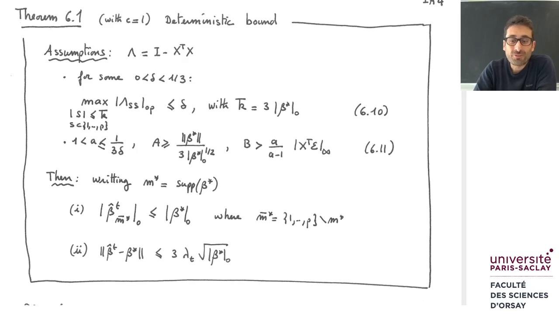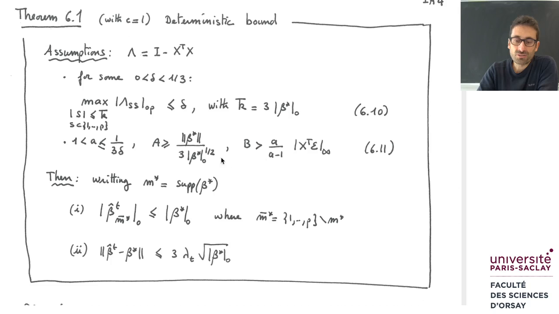So what have we seen before the break? Before the break, we have obtained a deterministic bound, which under some assumption gives some result on the sparsity of the estimator and the reconstruction error. So there are two questions now that we need to answer. First, in this assumption, there is the choice of capital A and capital B, which are important since this corresponds to the choice of lambda. So we need to choose capital A and capital B satisfying these two conditions.